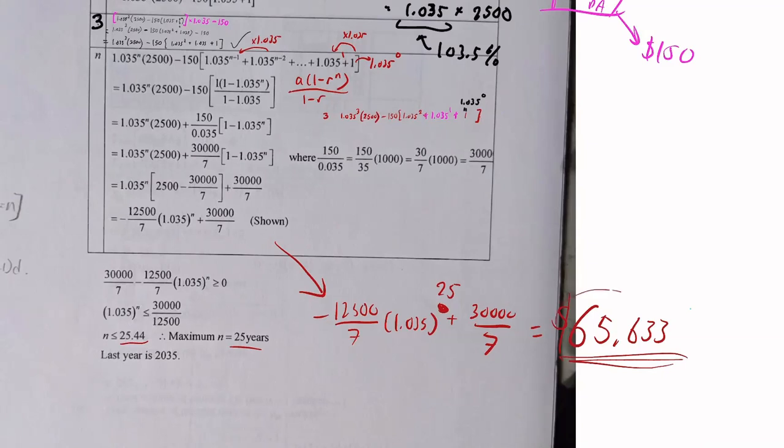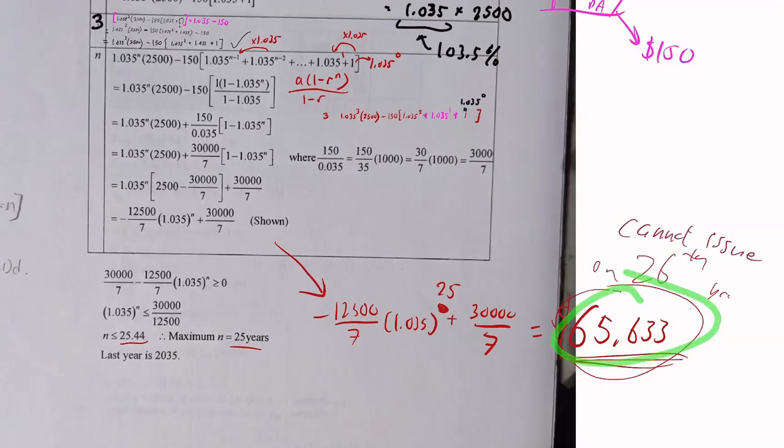So can we issue on the 26th year this time? Cannot. There will be an extra $65, but not enough to make a $150 bursary. So we cannot give out on the 26th year, so it's 25. Okay, this makes sense. Just more than equals 0 is fine. I think I was thinking too complicated. Don't need, just more than equals 0 is fine.